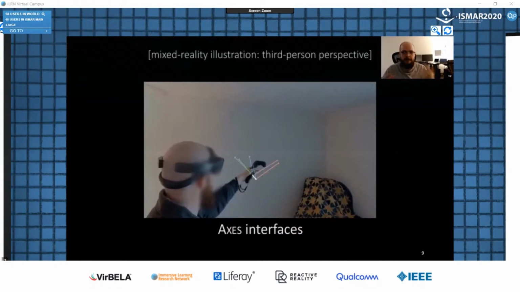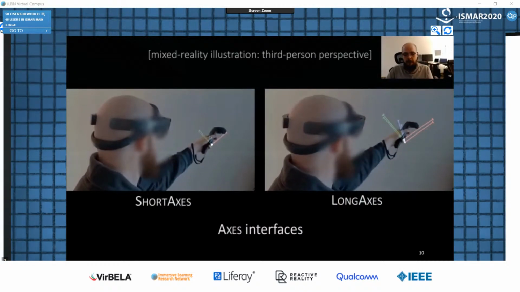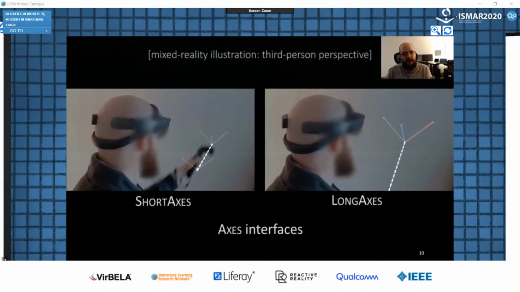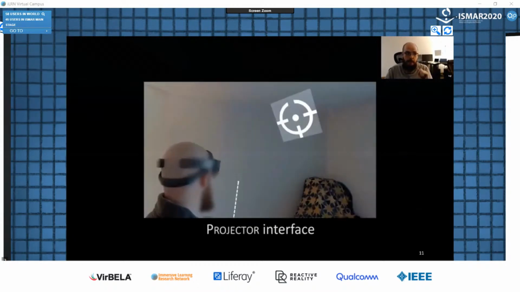So first, this is the simple case of an XYZ axis. This represents a moderate amount of visualization redundancy. It presents both rotation and translation guidance simultaneously to the user. We also defined two different versions of this: short axes, long axes. We wanted to see whether the length of the axes would influence the user's behavior during the alignment.